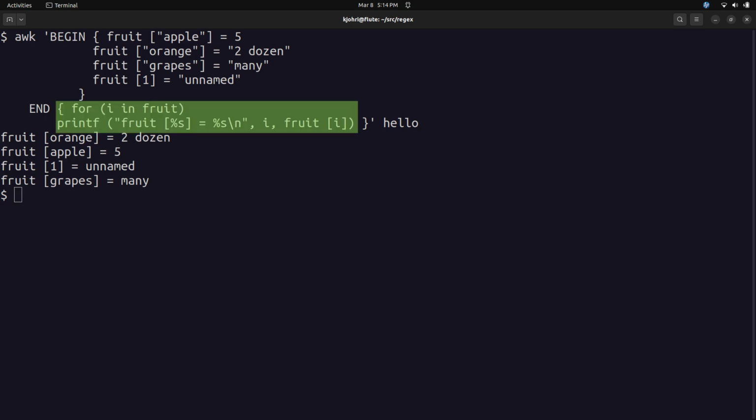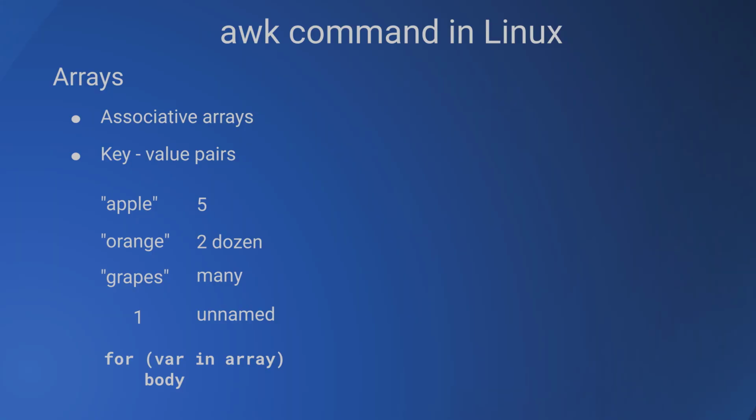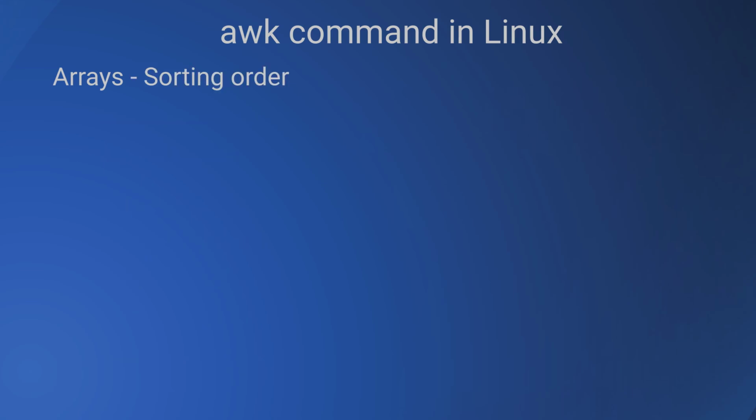But first, let's look at the for statement: for i in fruit printf, or generally for var in array body. This is a special kind of for statement for traversing the entire array, and in this case, printing each element. As I said earlier, the order of processing of array elements is arbitrary, but as a user, you can change it as per your requirements. And this is done using the built-in array element PROCINFO sorted_in. You can set PROCINFO sorted_in to a certain value to get the corresponding sorting order of array elements.